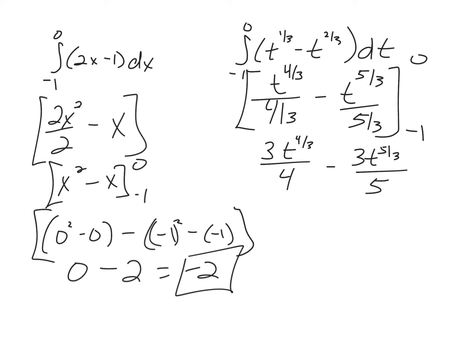We put 0 in, it's just going to get a 0, right? 0 to any power is going to be 0. And then you multiply anything by 0, it's going to be 0. So 0 minus, we put -1 in though. -1 to the 4/3 will get us 1, and 1 times 3/4 is 3/4. Minus -1 to the 5/3, which will get you -1, and then negative times 3 over 5 is going to be -3 over 5.